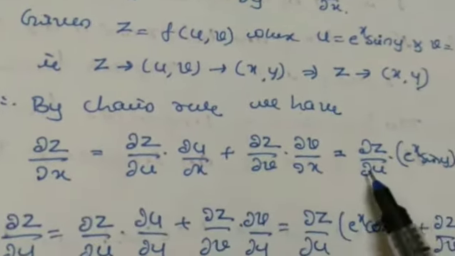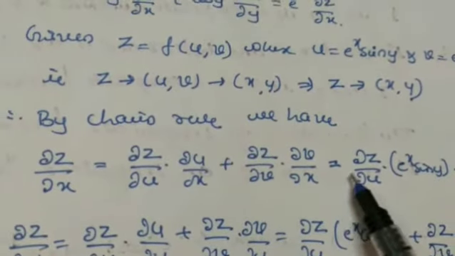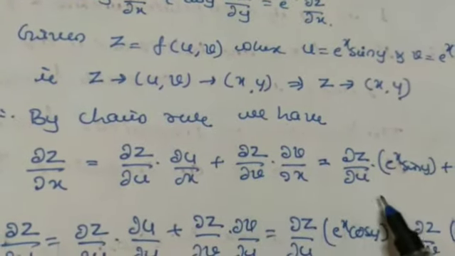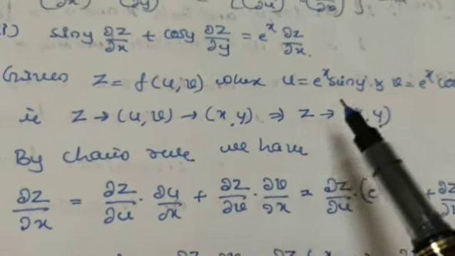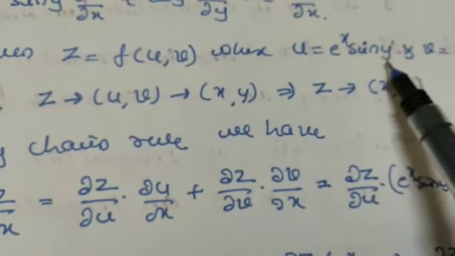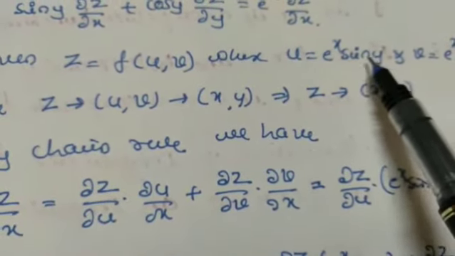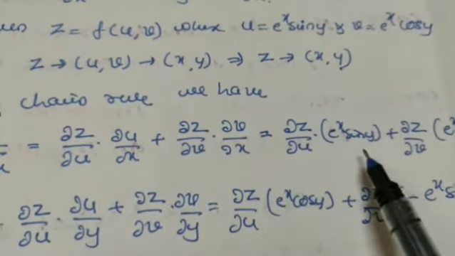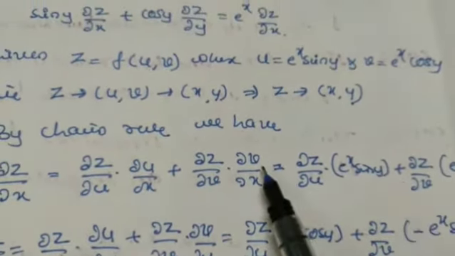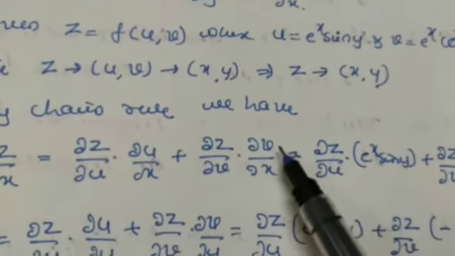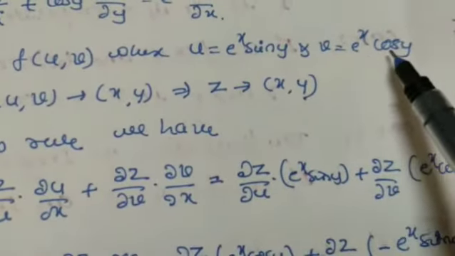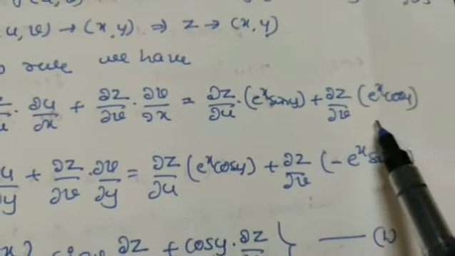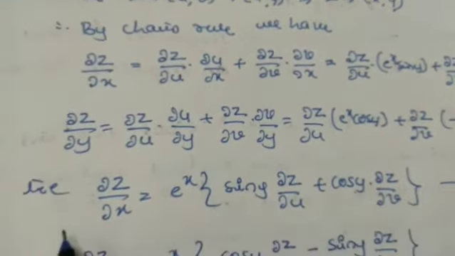And this implies, let us simplify this. This implies here dou z by dou u keep as it is because we don't have any equation for this, into dou u by dou x. Here u is given e raised to x sin y, dou u by dou x means here sin y we have to treat constant as it is, derivative of e raised to x is e raised to x. Then plus dou z by dou v as it is, then dou v by dou x. Dou v by dou x is again here you have to treat cos y constant as it is, and derivative of e raised to x is e raised to x. So it is e raised to x into cos y.